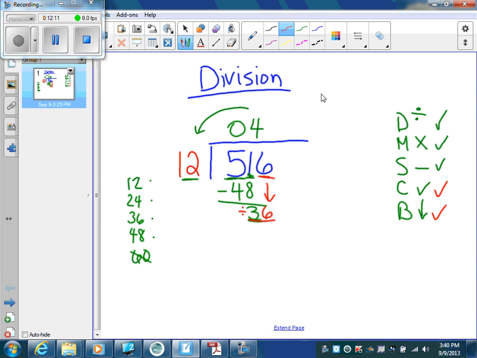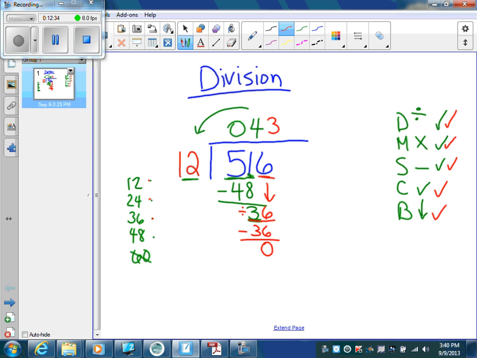Well, again, remember we wrote our 12s. So I'm looking, and yes, it can go in evenly 3 times. So the 3 goes up here to show it can go in 3 times. Again, I divided. Now I'm going to multiply. 3 times 12 is exactly 36. Multiply. Subtract these two numbers. I end up with 0.